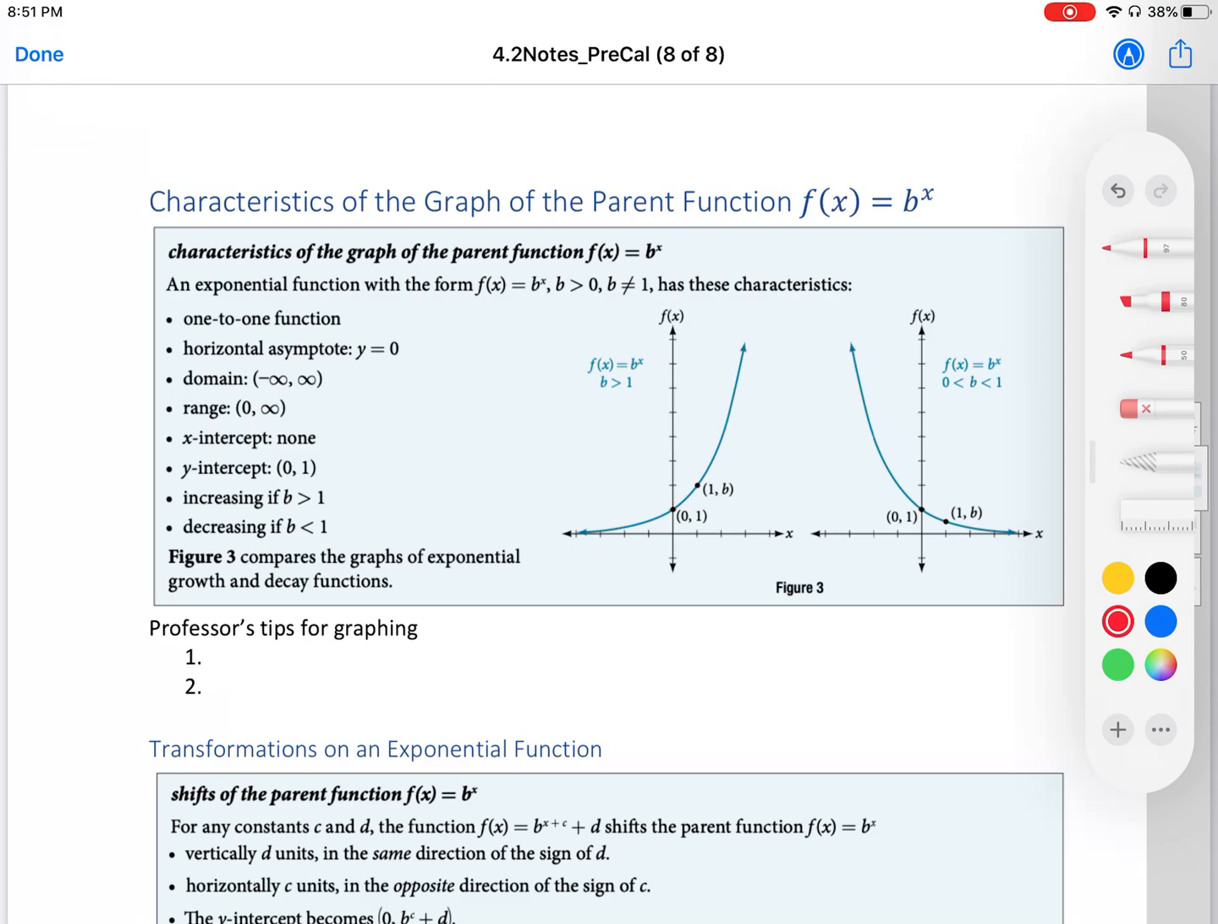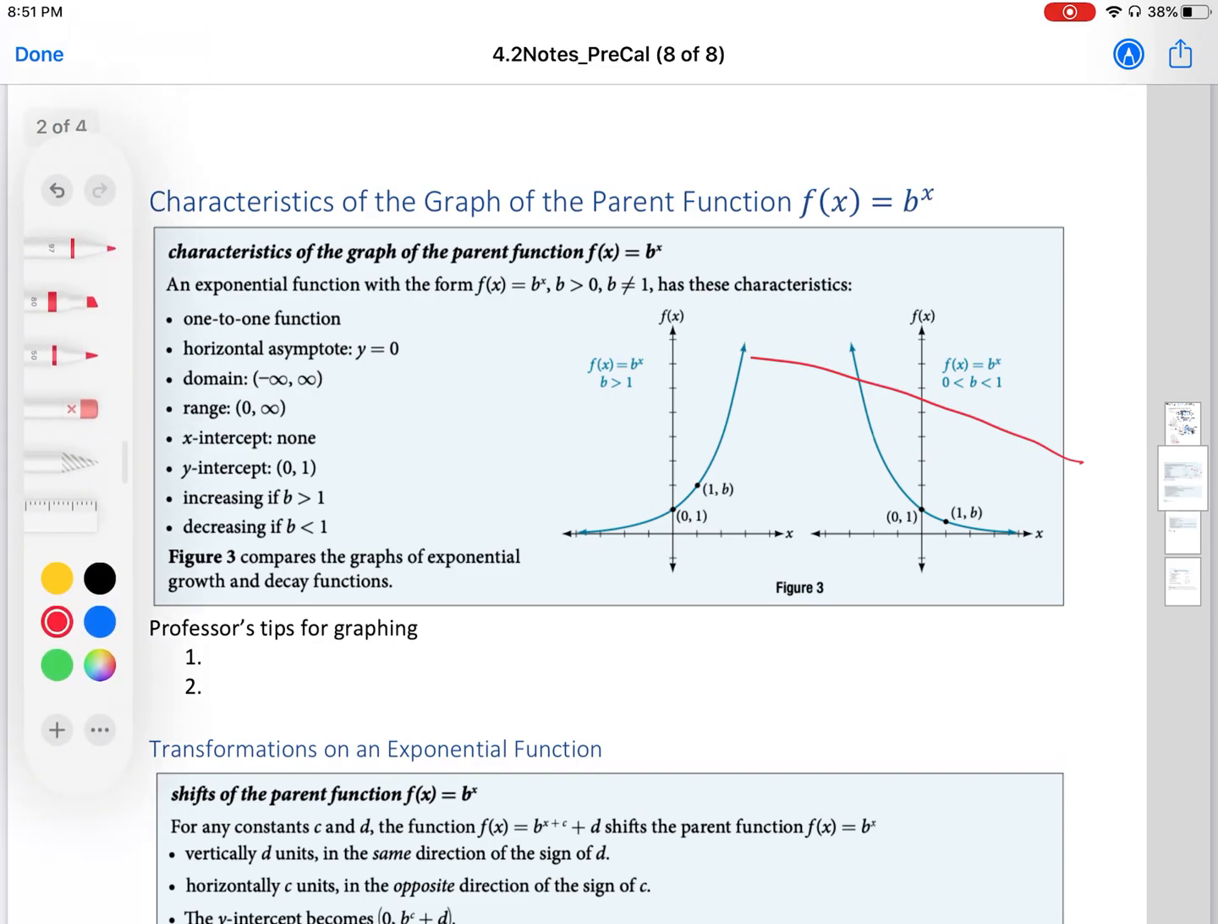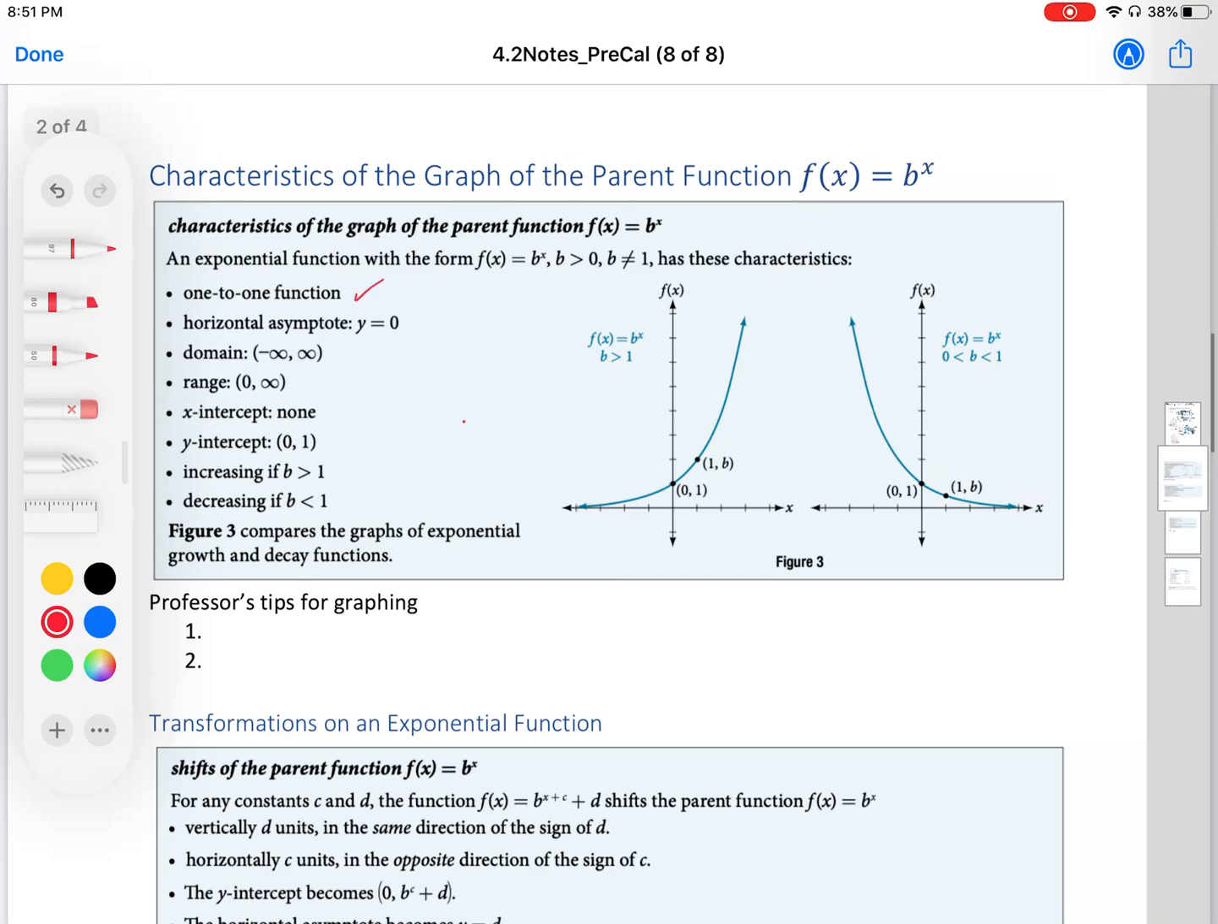Characteristics of the graph of the parent function f of x equals b to the x. Okay, so our characteristics are as follows. An exponential function of the form f of x equals b to the x, with b greater than 0 and b not equal to 1, has these characteristics. First, it's a one-to-one function. It has a horizontal asymptote at y equals 0, the line that it never crosses. It gets closer and closer, but never quite crosses.